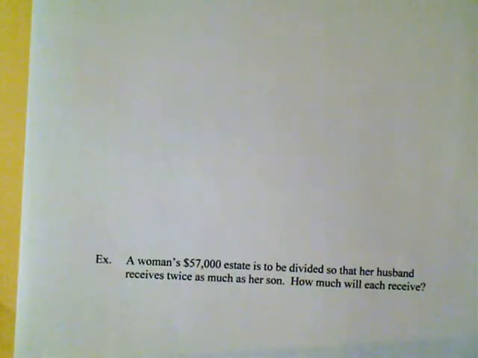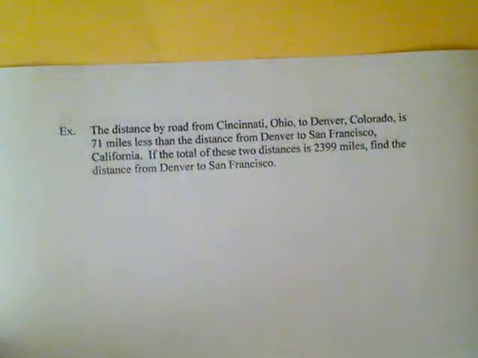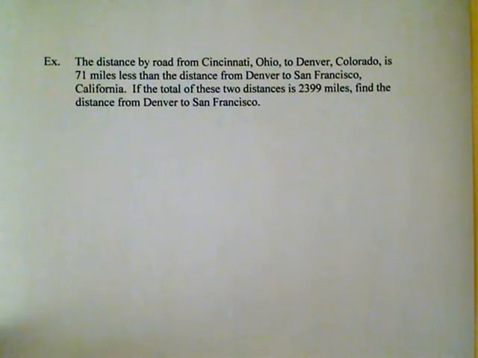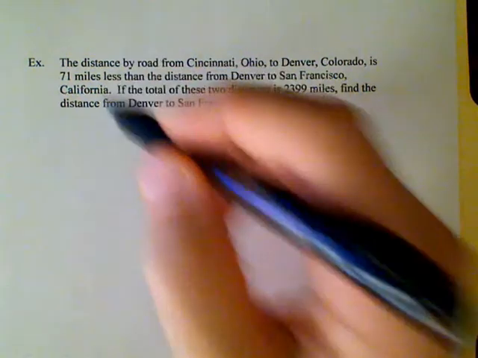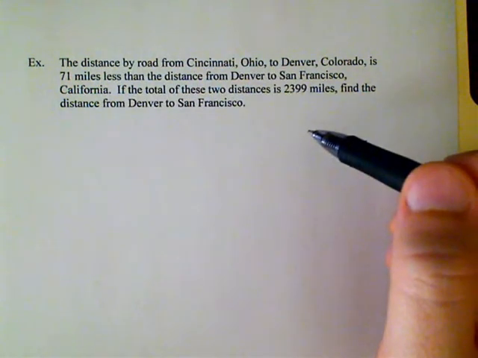So I call this a word problem because of the words associated with the problem. Now these next two examples are more like real word problems. And I'll give you some strategies on how to do these. This first one involves distance from Cincinnati to Denver. Is 71 miles less than the distance from Denver to San Francisco. The total of these two distances is 2399. Find the distance from Denver to San Francisco.